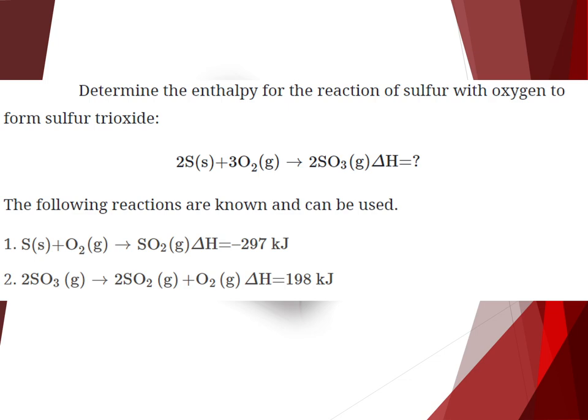We know that solid sulfur reacts with gaseous oxygen to form gaseous sulfur dioxide with an enthalpy change of minus 297 kilojoules. We also have access to the equation: two sulfur trioxides in the gaseous state decompose into two gaseous sulfur dioxides and one gaseous oxygen molecule with a delta H of 198 kilojoules. So we're going to use this information and then manipulate these equations to find our answer.